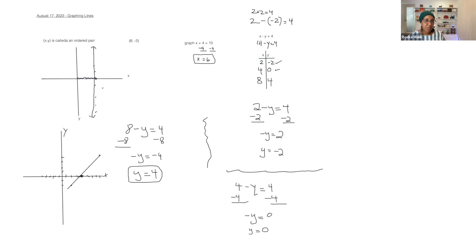And then if you're graphing, you really put the little arrows on the ends to show that it extends forever in both directions. Okay, it's not a piece of a line, it's a whole line. But we're only talking about this part.